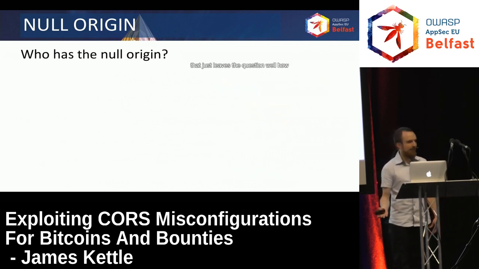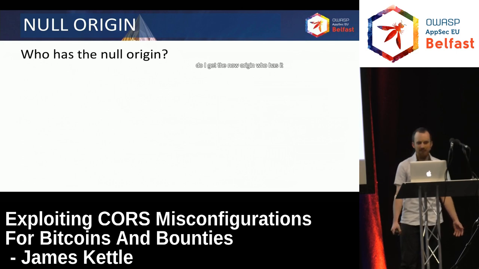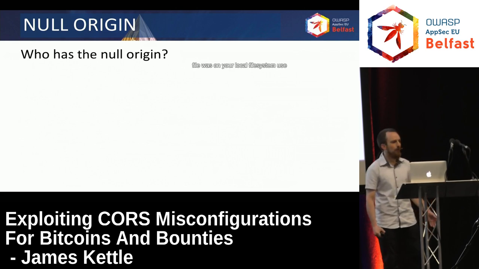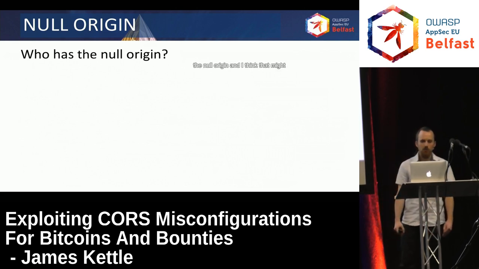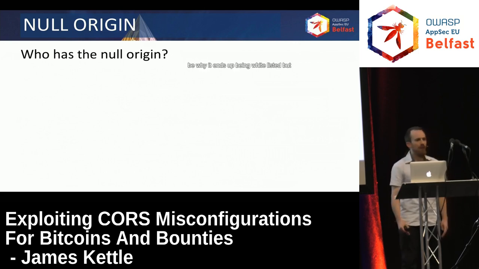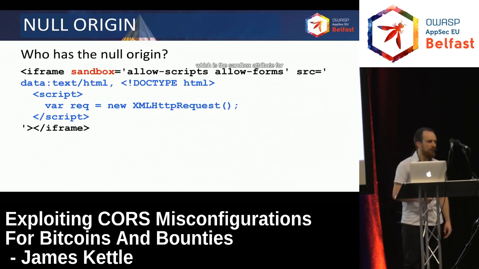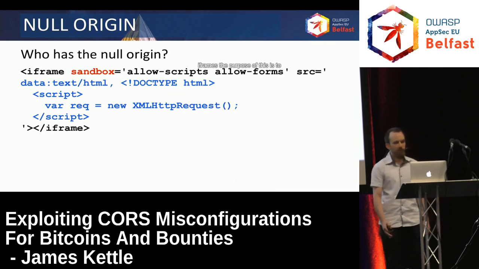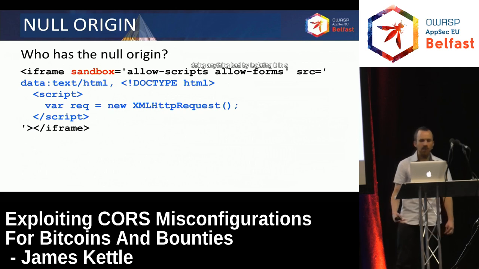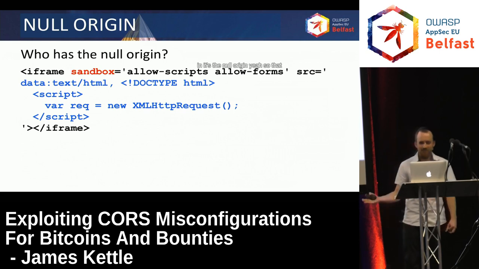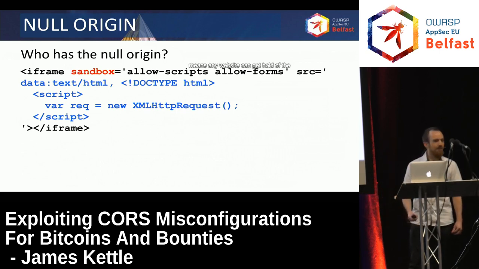So that just leaves the question, well, how do I get the null origin? Accepted wisdom on Stack Overflow and the like seems to be that local files, files on your local file system, use the null origin. And I think that might be why it ends up being whitelisted. But there's this great little HTML5 feature, which is the sandbox attribute for iframes. The purpose of this is to prevent the contents of an iframe from doing anything bad by isolating it in a separate origin. And you can probably guess what origin it puts the contents in. It's the null origin, yeah. So that means any website can get hold of the null origin.